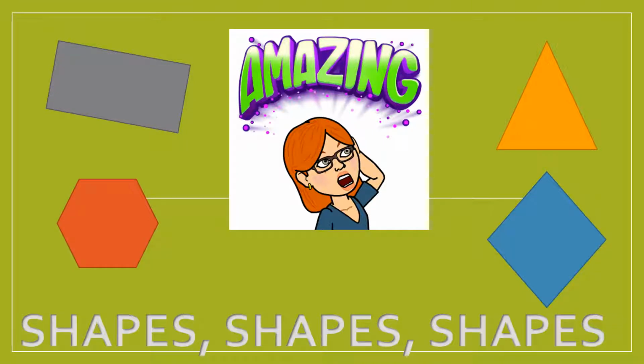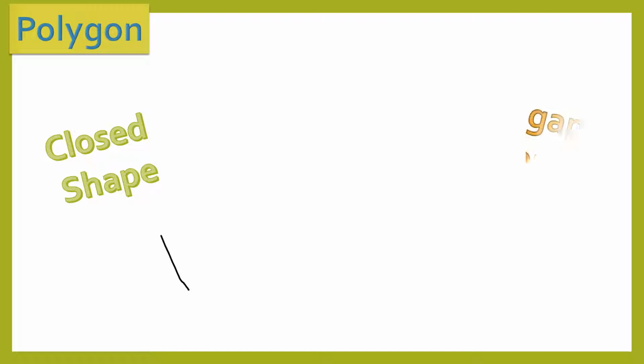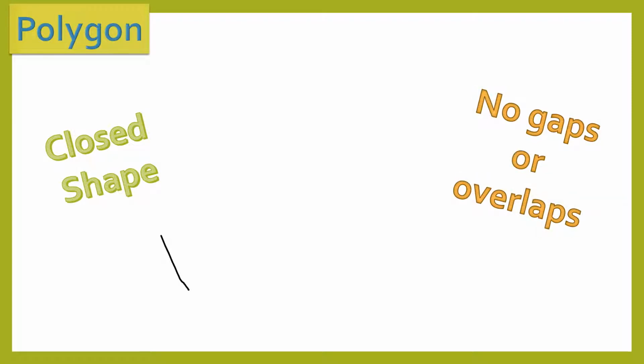Shapes, shapes, shapes. All right, so we're going to do polygon first. Polygon should be a review from last year. Let's look. It's a closed shape. Write that down. Closed. Do you know what closed means? Let's go over that. It means there are no gaps and no overlaps.